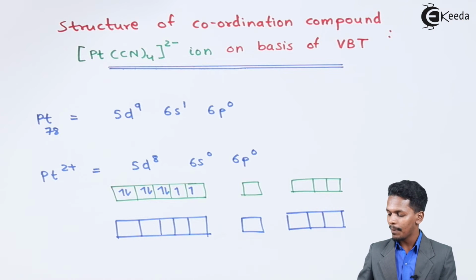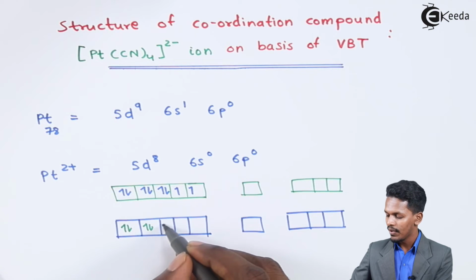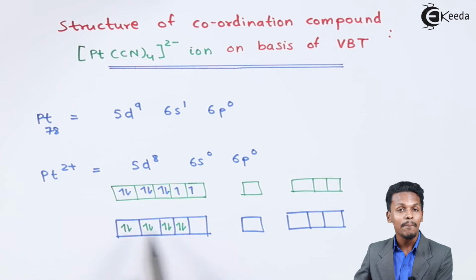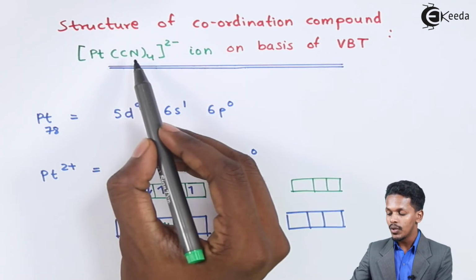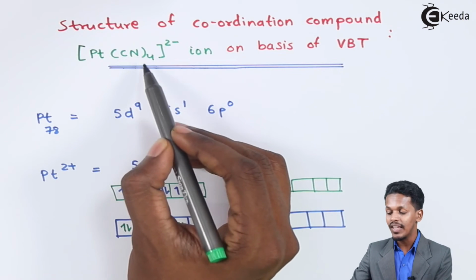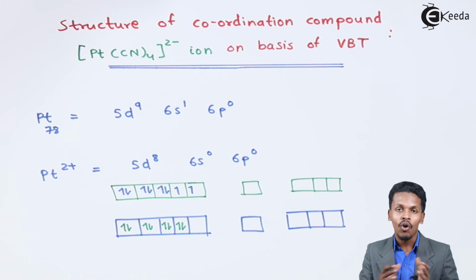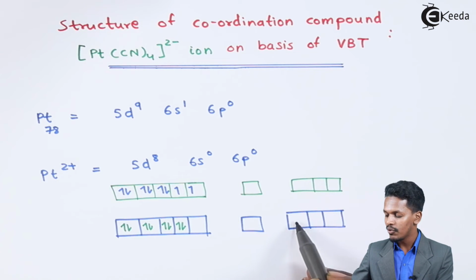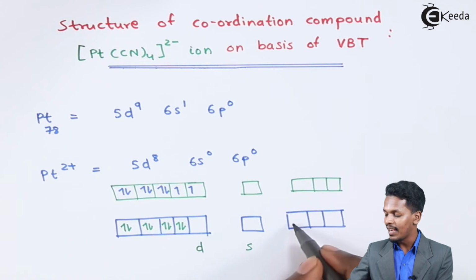So in this case there will be pairing of these 2 electrons, and we get 1, 2, 3, 4, 5, 6, 7, 8 electrons, and basically 4 are paired electrons. So we have got empty orbitals, and those empty orbitals are 1d, 1s and 3p orbitals. But we have to look at the number of ligands. Here we have 4 cyano ligands, and in that case we need 4 empty orbitals of the central metal ion, which is platinum 2+. So we have 1, 2, 3 and 4. That means we have 1d, 1s and 2p orbitals.